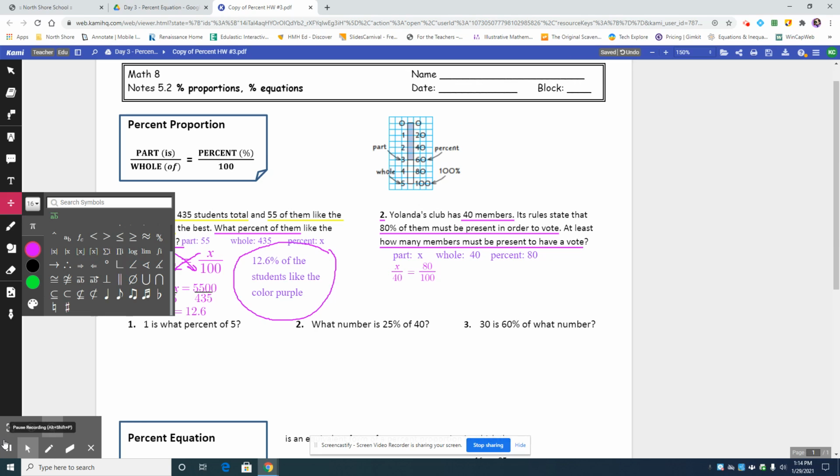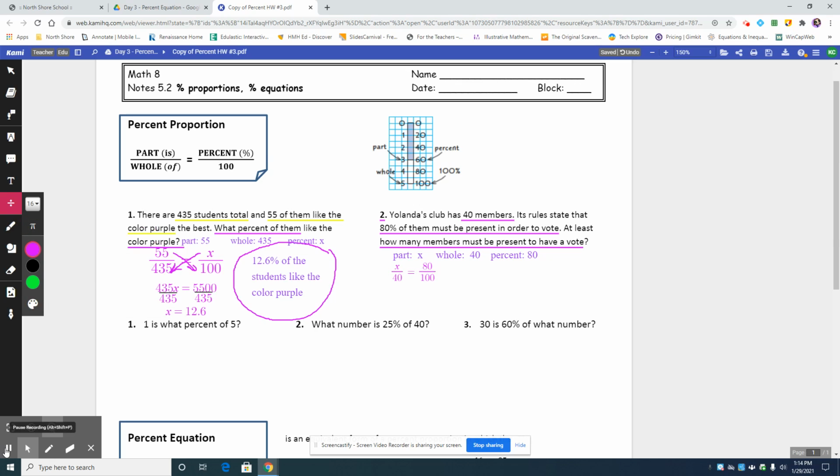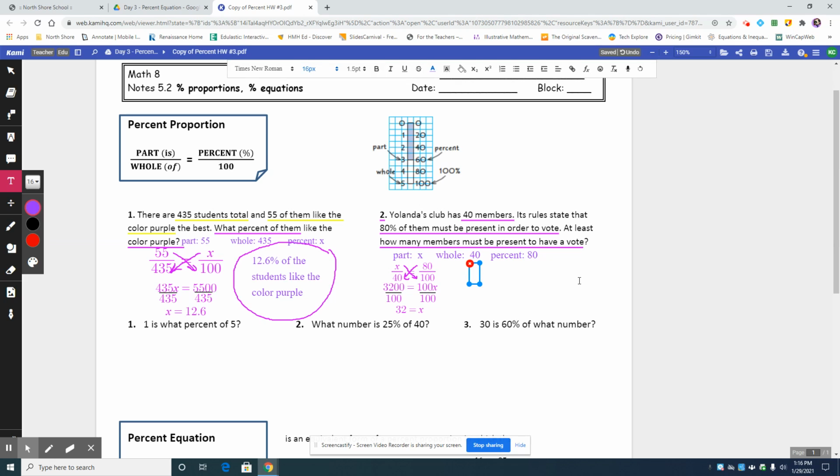All right, hopefully your proportion matches mine. Now give the video a pause and cross multiply and solve. Alrighty, check your work with that cross multiplication. You should have gotten an answer of 32. And if you're writing yourself a target statement, which you should be, because you should be in the habit of writing that every time, it will take at least 32 members to have a vote.